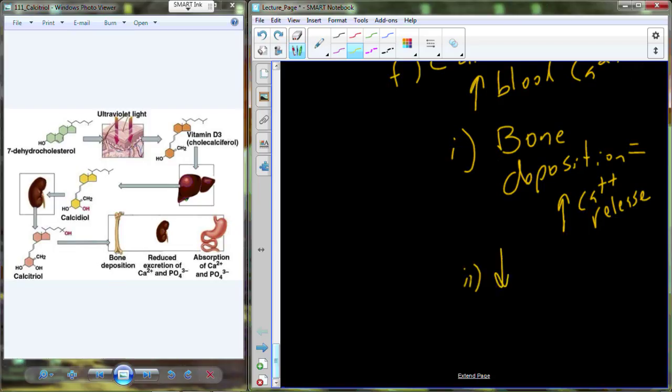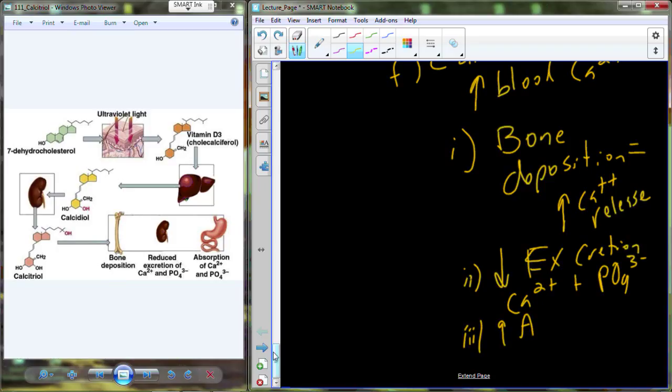At the level of the kidney, we're going to have a decrease in excretion of calcium and also phosphate. So less will be generated in the urine. This is going to be a urinary system response. And then finally, we also have the digestive system response here. Calcitriol interacts with cells of the digestive system to result in an increase in absorption of both calcium and phosphate ions. When you consume those in your diet, the food that you're consuming, and in the presence of high levels of calcitriol, those are going to be pulled through at a high rate.